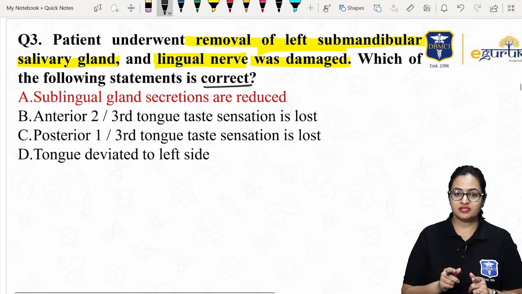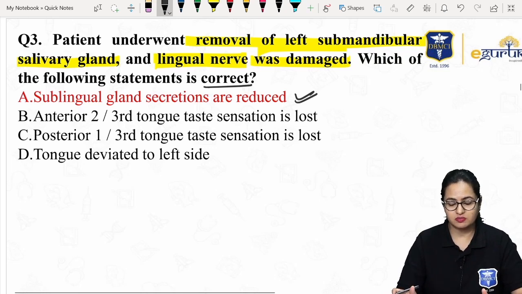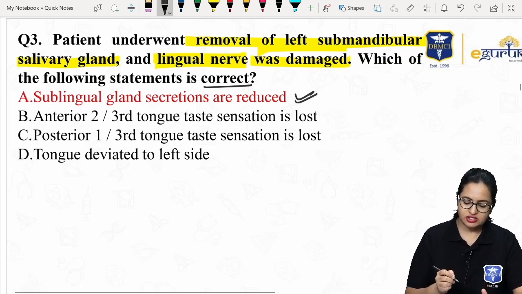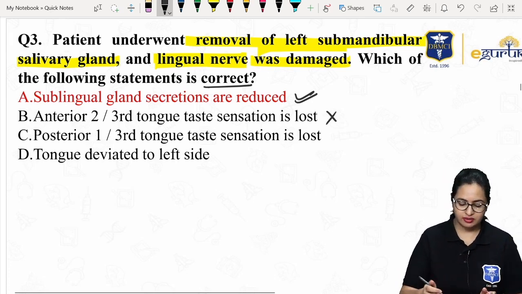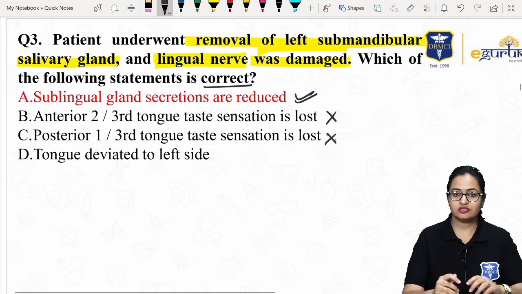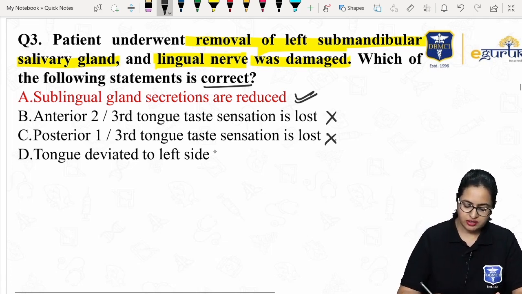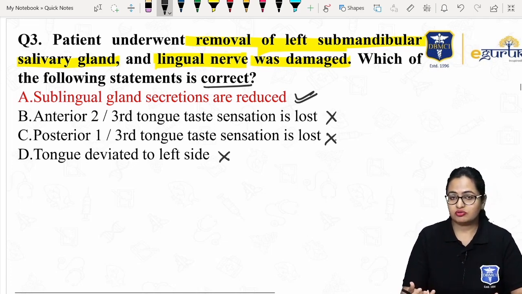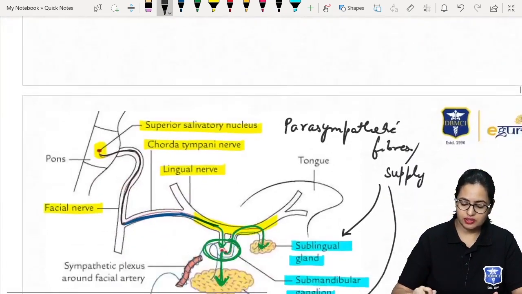The sublingual gland secretions are reduced because the lingual nerve is affected. We have just talked about the parasympathetic supply. This is correct. Anterior 2/3 tongue taste sensation is lost: no, this is not correct because it is supplied by chorda tympani nerve. Posterior 1/3 taste sensation is lost: it is not there because it is supplied by glossopharyngeal nerve. Tongue deviated to the left side is due to hypoglossal nerve injury. So the answer for this question will be the lingual nerve.